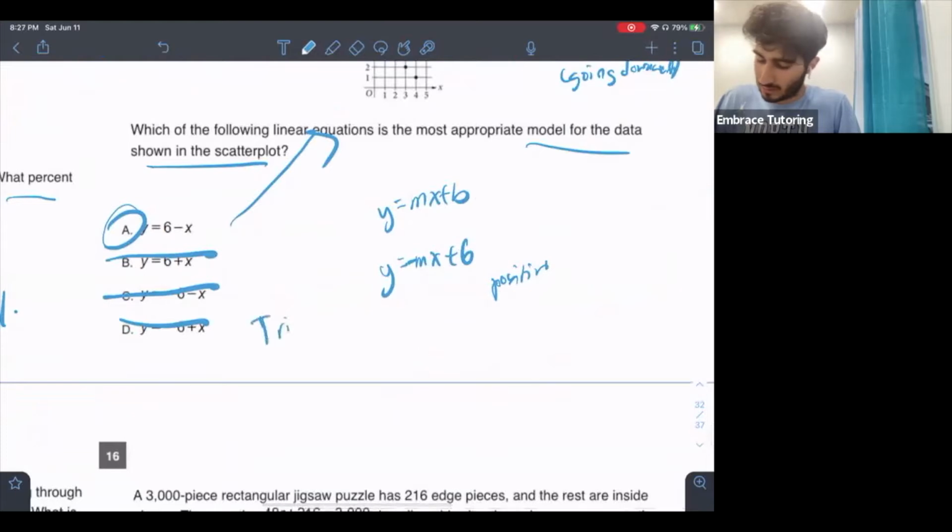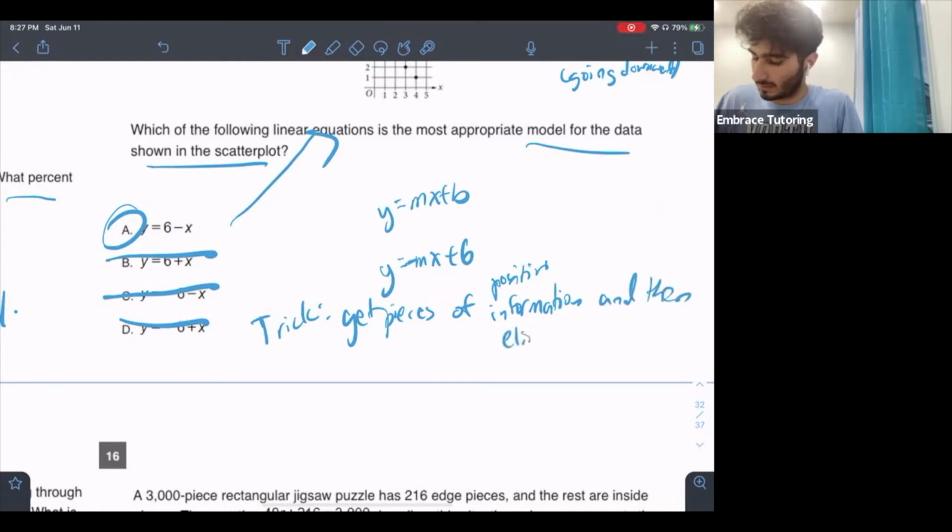The main trick is to get pieces of information and then eliminate choices. This is a very effective strategy, because you can take one piece and eliminate some choices, take another piece and eliminate other choices. Then you can get to your final answer choice, and it matches both pieces of information.